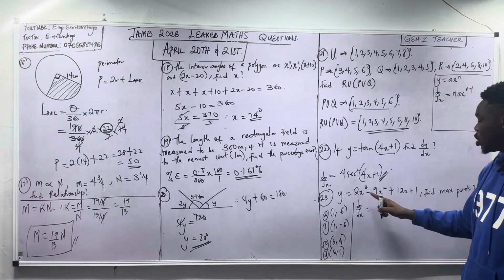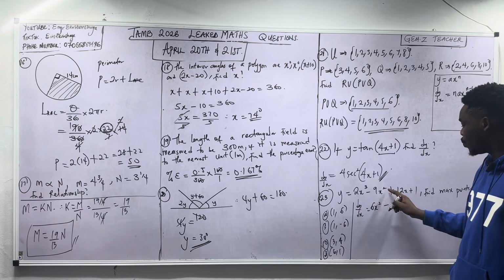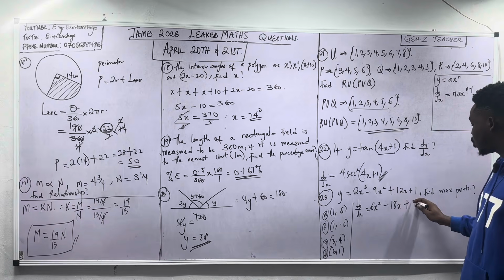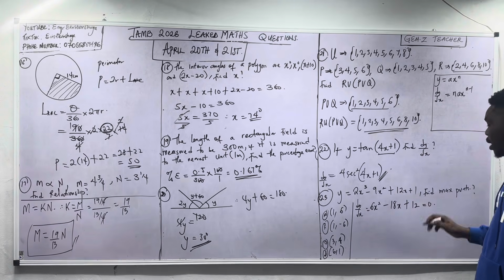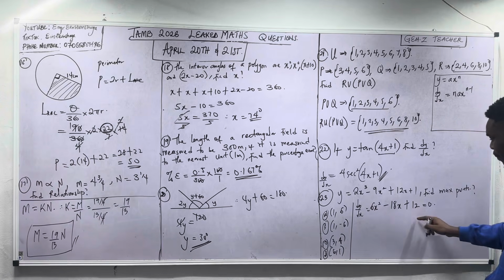minus 1. Okay, so the power is 3. 3 times 2, 6. 3 minus 1 is 2. 2 times 9 is 18. 2 minus 1 is 1. And then we have just 12 here, okay? So this is your dy dx. Now you're going to equate this to 0 to get the values for x. Now quickly, we can simplify again.